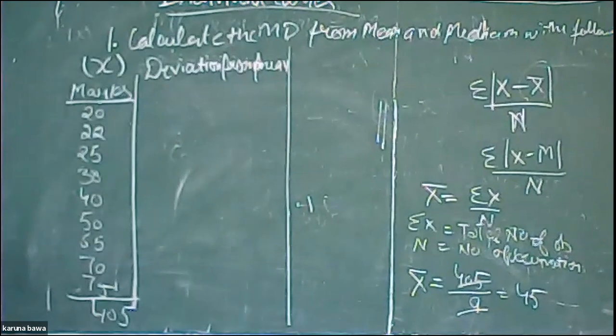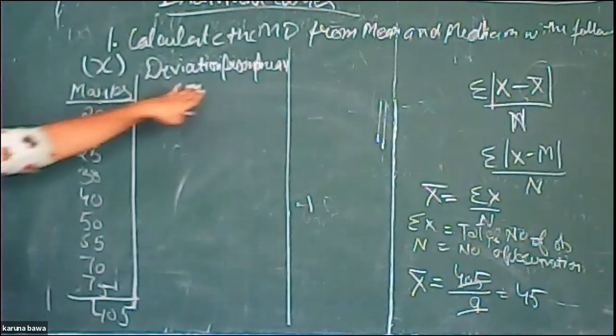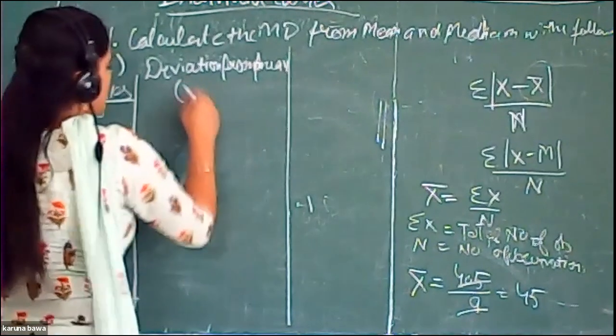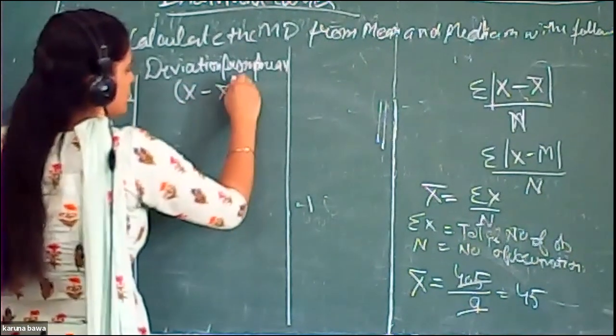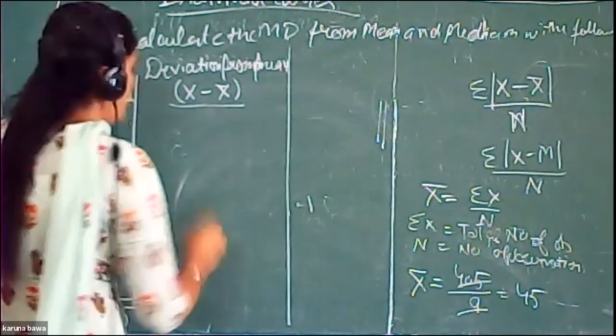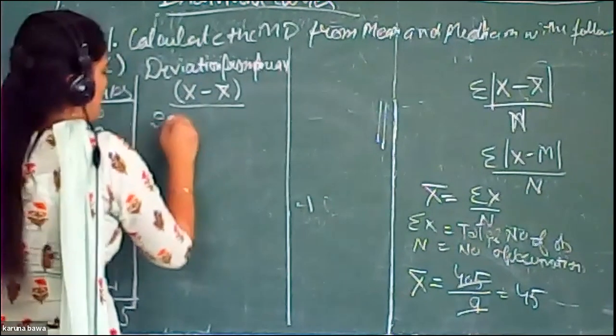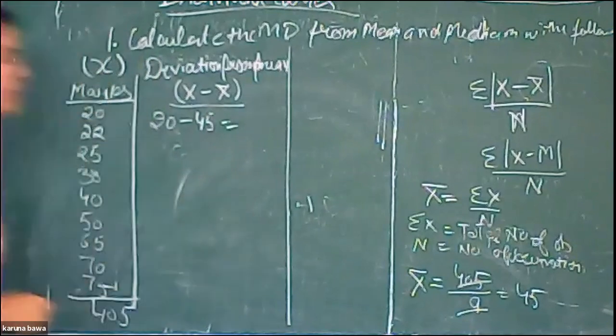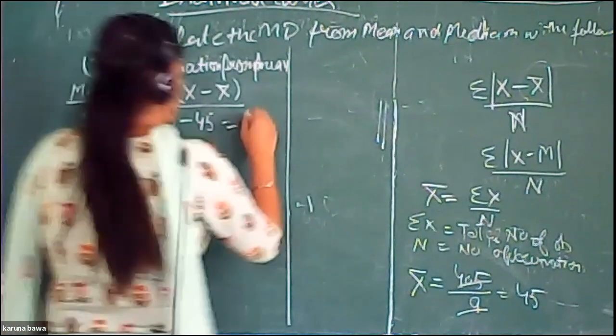So first of all, start with the deviation from mean value. The mean is 45. Now x value 20 minus mean 45 is equal to 25.